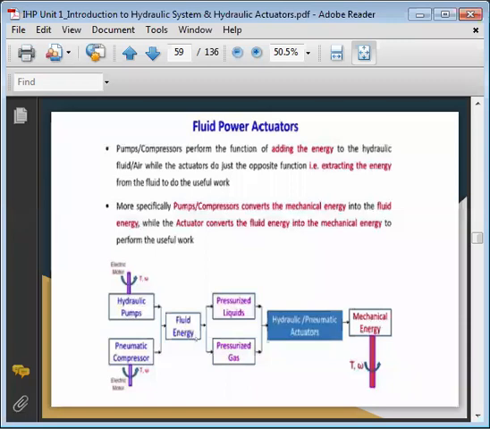Please write down the definition. Pumps and compressors convert the mechanical energy into the fluid energy, while actuators convert the fluid energy into the mechanical energy to perform useful work. That is very important. The schematic diagram I have shown. If your fluid is a liquid, then you have to take into account the hydraulic pump. If your input is air, then a pneumatic compressor.